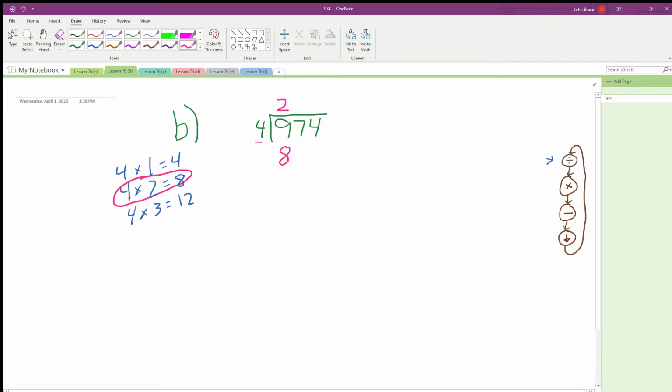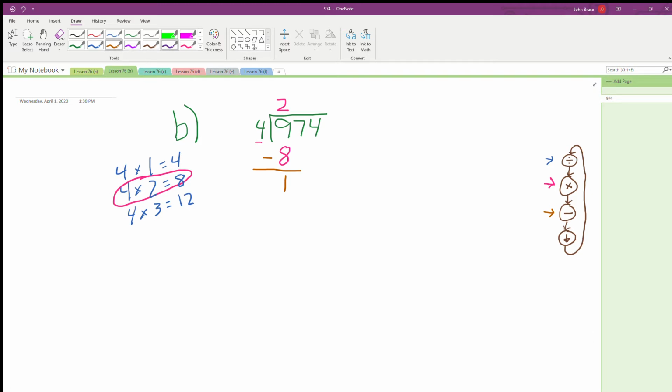So 2 times 4 is 8. And that's where we moved on to this step, because it said multiply. So 2 times 4 is 8. Then it says to subtract. So I need to subtract 8 from 9. So 9 minus 8 is 1. And then it says we need to bring down.